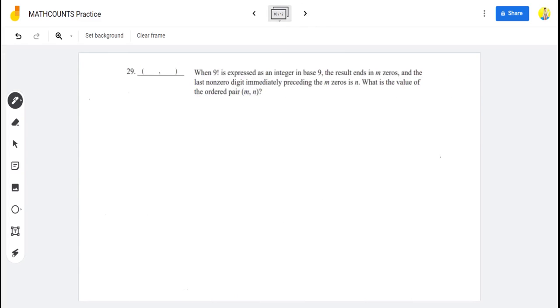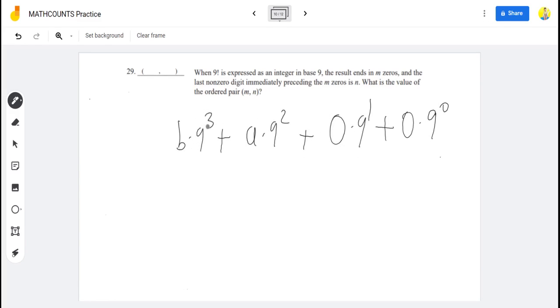Now we know that it equals 0 times 9 to the 0 plus 0 times 9 to the 1 plus a times 9 to the 2 plus b times 9 to the 3 plus on and on. So we know that there are 2 zeros. So m equals 2. However, we do not know what the value of a is, which is the digit that immediately precedes the m zeros.